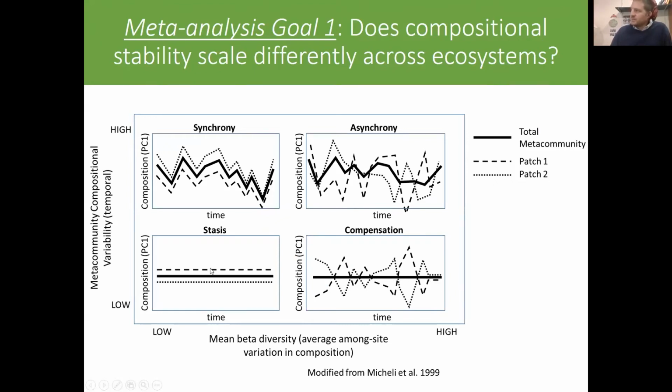Similar to Micheli et al., at the smaller scale we can have stasis, where both communities stay the same through time and the regional species pool stays the same. Or we can have fluctuations at the local scale, but it still maintains a relatively consistent species pool. And then there can be other situations. For example, if there's synchrony in the fluctuation in communities, it can create instability at the species pool scale for the entire metacommunity. So that's our motivation for looking at this compositional scaling metric.